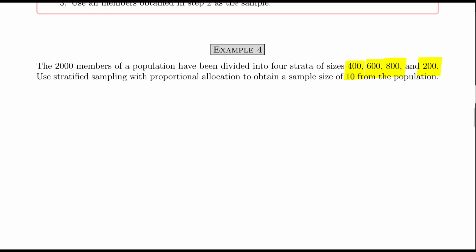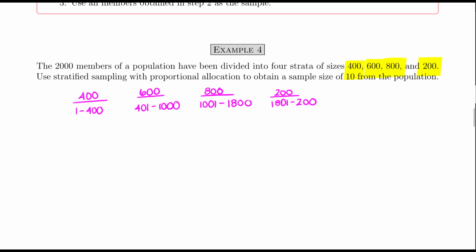So if we took the group with 400 people, we would number them 1 to 400. Then we would take the group of 600 people, and we would number them 401 to 1,000. We would take the group of 800, and we would number them 1,001 to 1,800. And then our last group of 200, we would number 1,801 to 2,000. So each person in the population has been given a number.